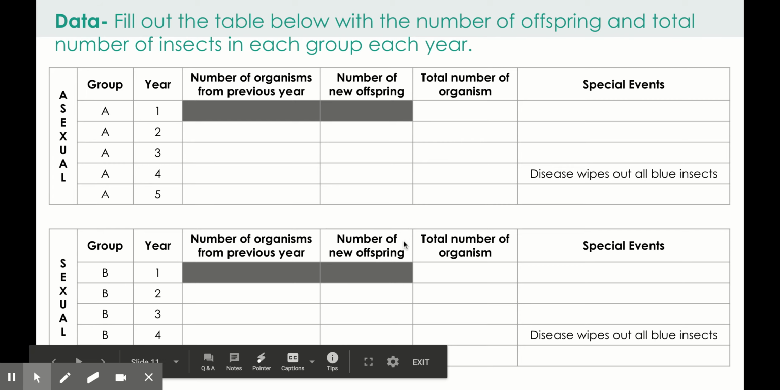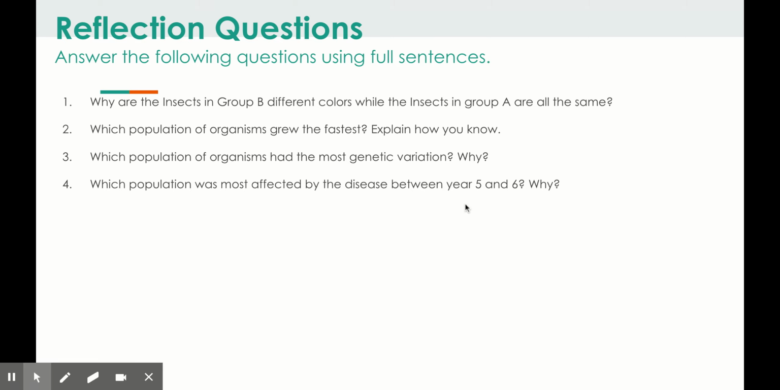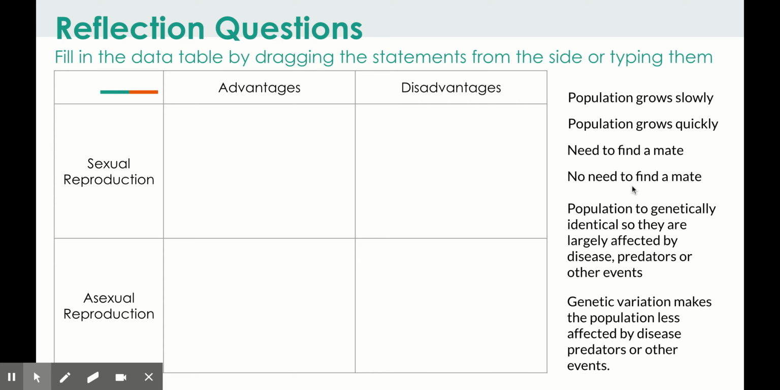After you're done filling that out, you're going to go to the reflection questions. You're going to answer each of these based on your data to the best of your ability, explaining why. And lastly, to finish off, you're going to drag these statements into the correct box to differentiate between the advantages and disadvantages of both sexual and asexual reproduction.